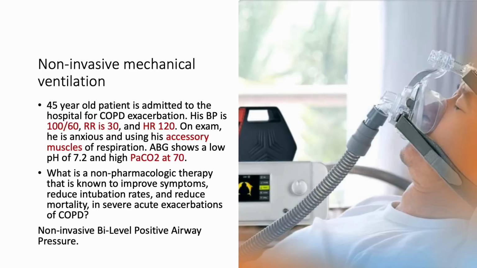Here is a case of a 45-year-old patient who is admitted to the hospital for COPD exacerbation. His blood pressure is 100/60, respiratory rate of 30, and heart rate of 120. On exam, he is anxious and using his accessory muscles of respiration. ABG shows a low pH of 7.2 and a high PaCO2 of 70.